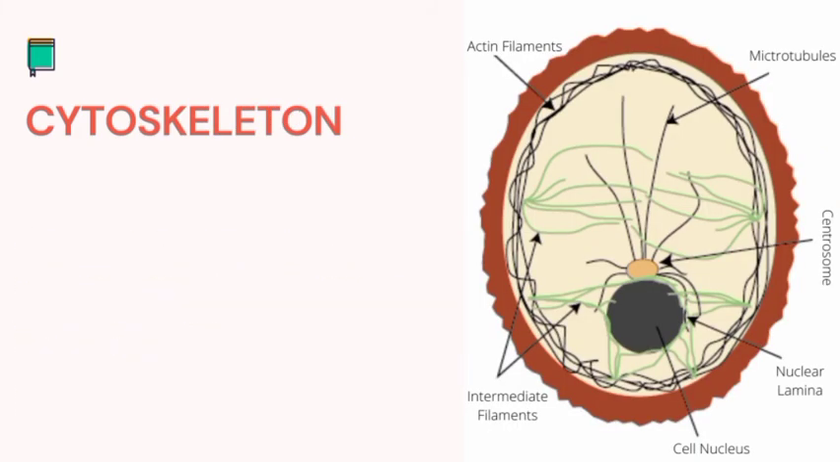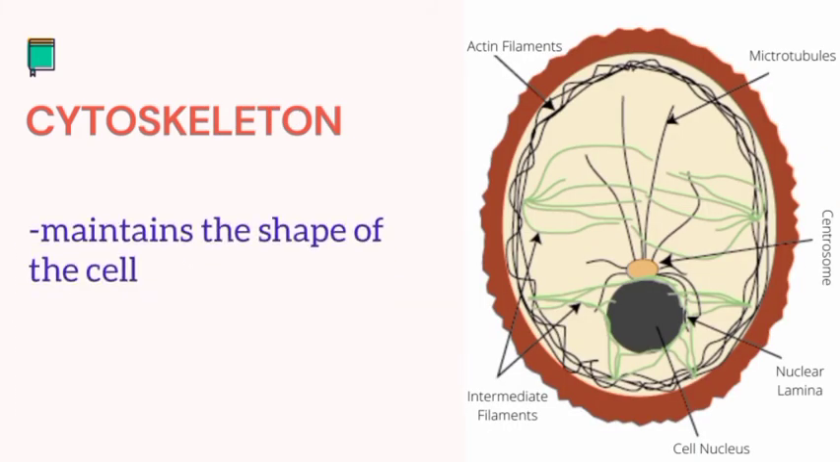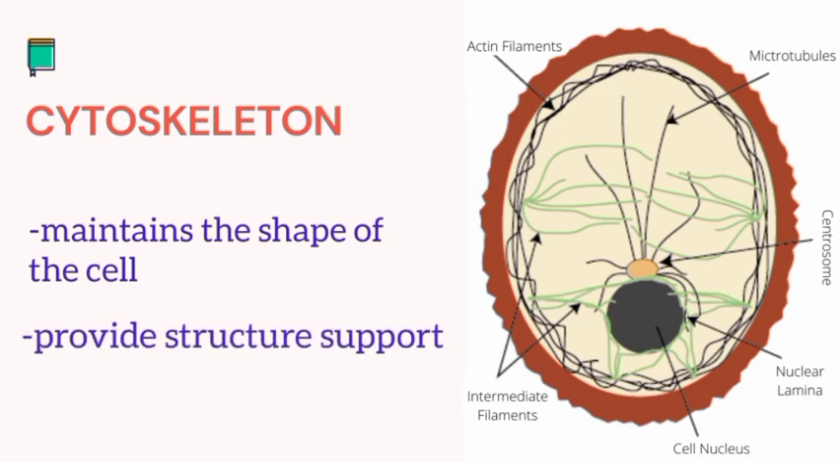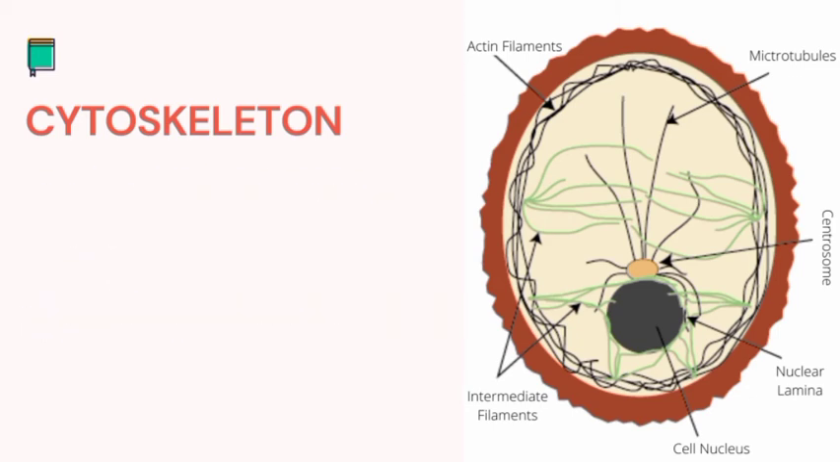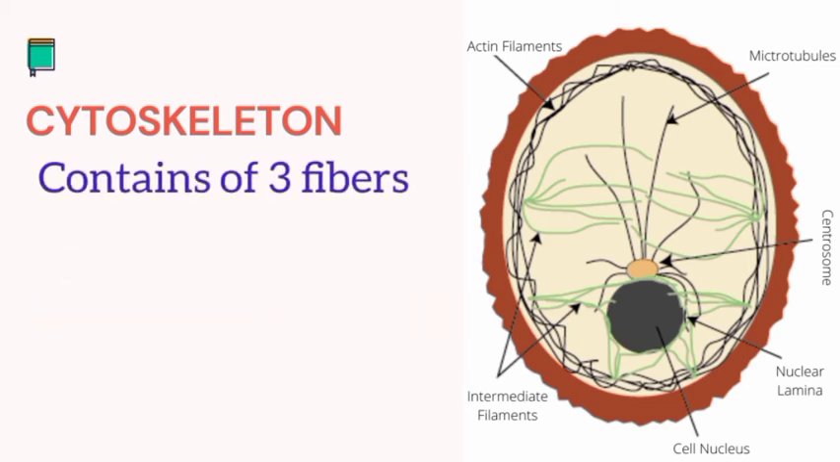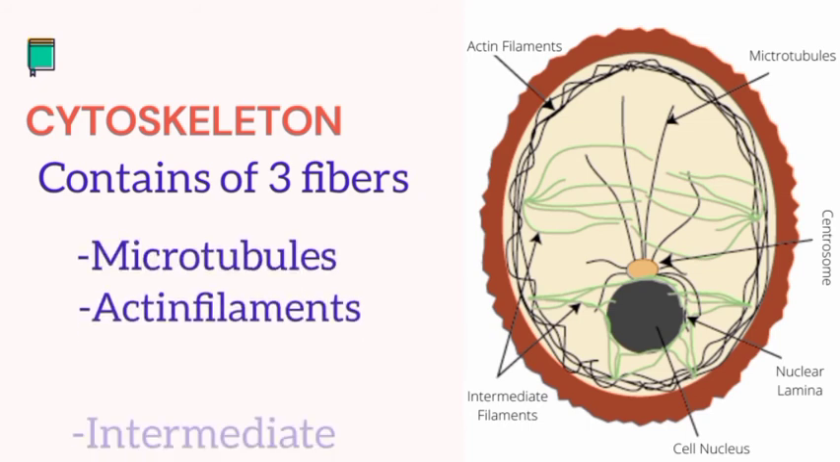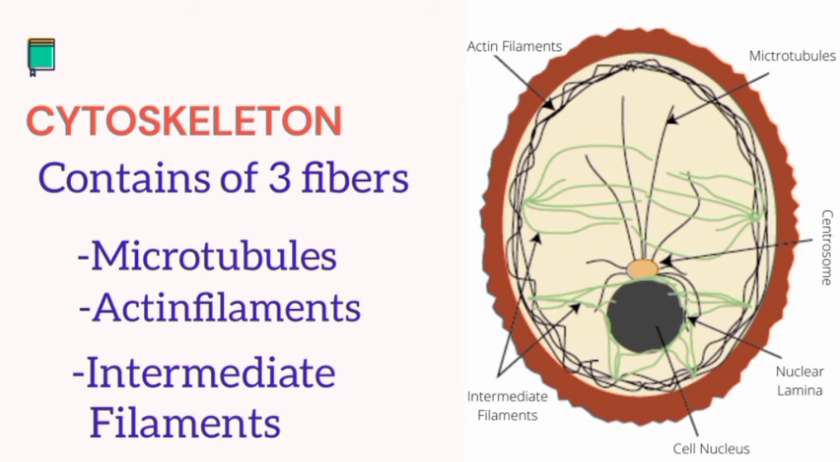Now let's talk about the cytoskeleton. The function of the cytoskeleton is to maintain the shape of the cell. At the same time, it provides structural support. The cytoskeleton consists of a network of three fibers, the first of which is the microtubules, the second is the microfilaments, and the third one is the intermediate filaments.